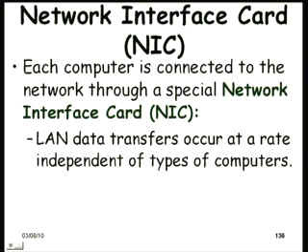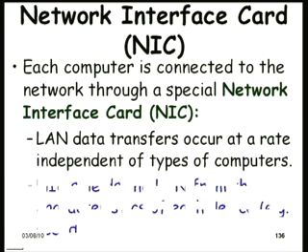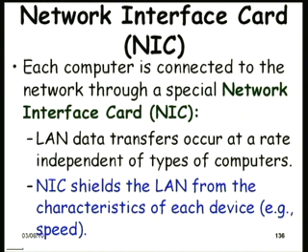So, this is the card which takes care of that. It transfers data at a rate independent of whether the computer is an old slow computer or a new fast computer. In other words, the NIC shields the LAN from the characteristics of the device. The device may be slow, fast, whatever, but the transmission occurs at the required rate.